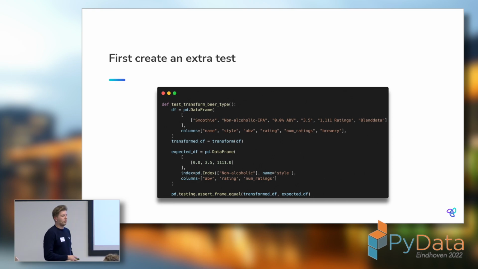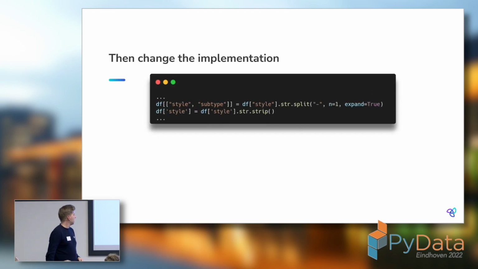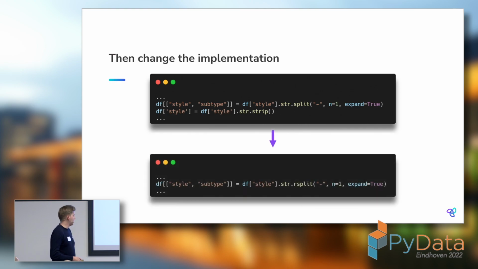So now I have created the test, I can change the implementation in Python. And if I look in the code, I found that those 2 lines of code are actually where the problem arises. So after some fiddling and after some trying, I end up with this alternative. Instead of using split, I'm going to use rsplit, which separates the style on a different location in the text.